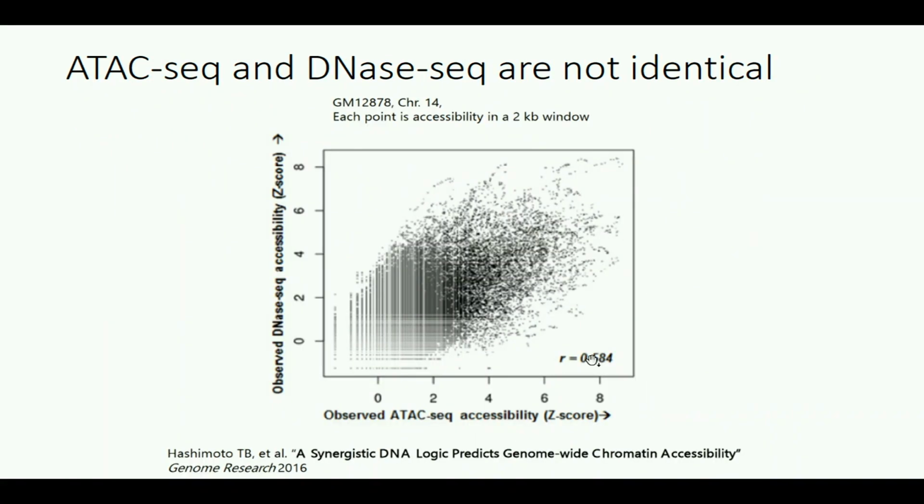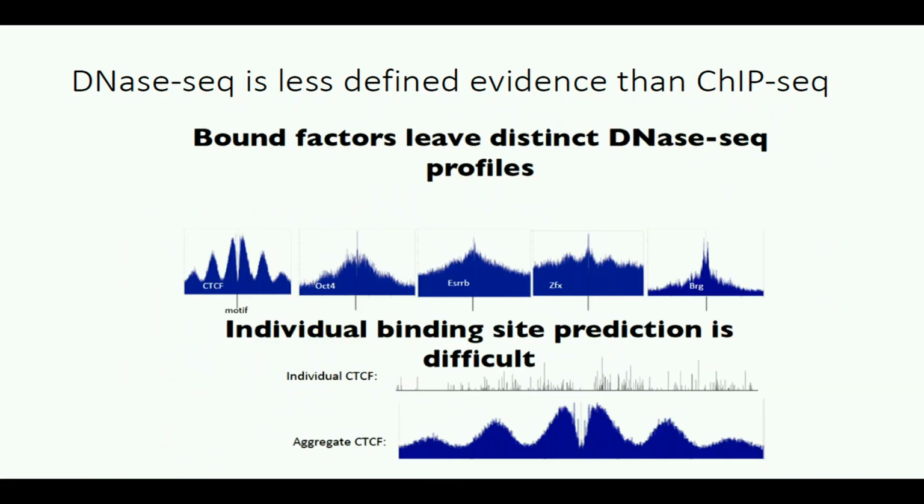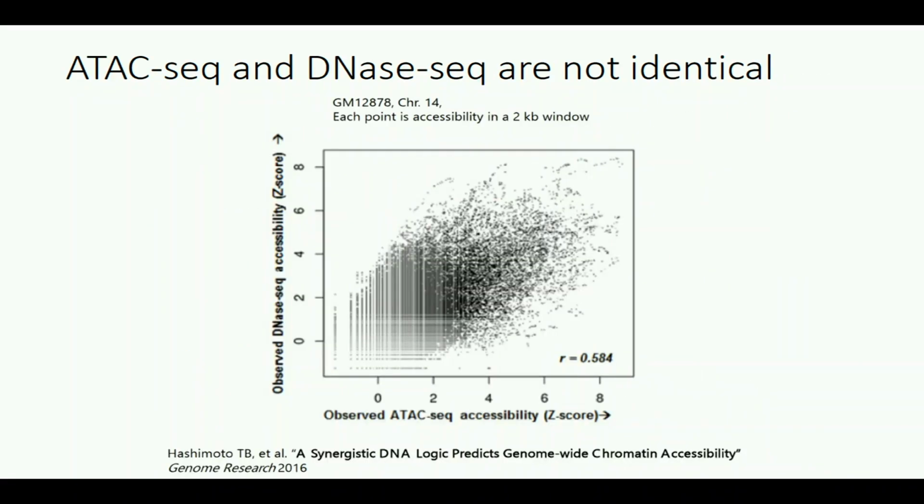But actually, although both of them are detecting chromatin accessibility, they are not always identical, and the correlation between the two is mediocre, like 0.58 with the R square of 0.58. But I think currently what we found is that DNase-seq is a little bit less sensitive. We believe that ATAC-seq has higher accuracy and precision right now, so we're more frequently using ATAC-seq rather than DNase-seq.